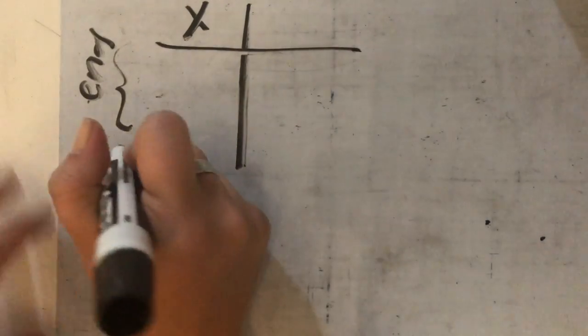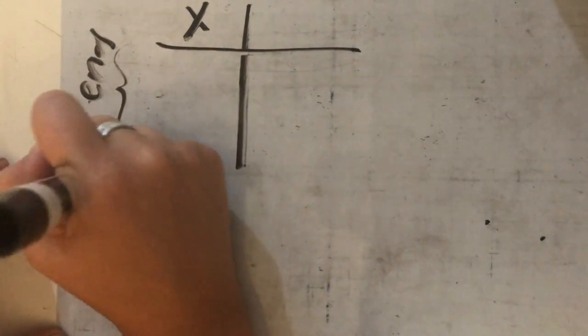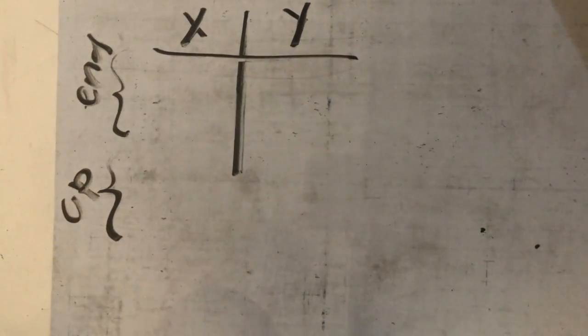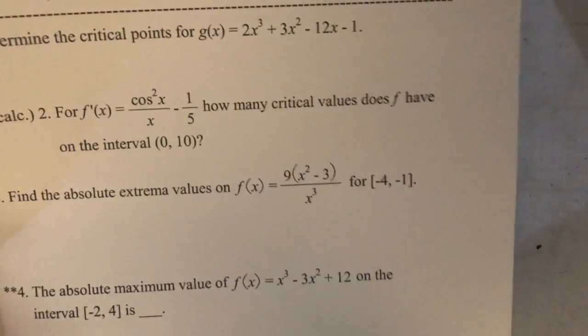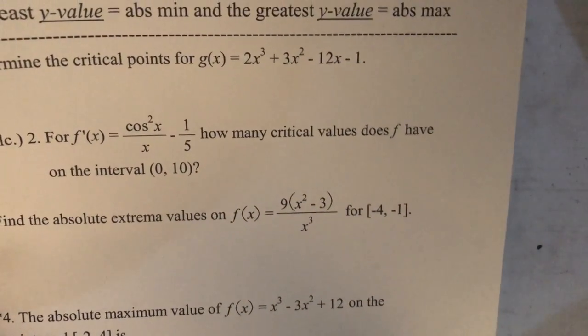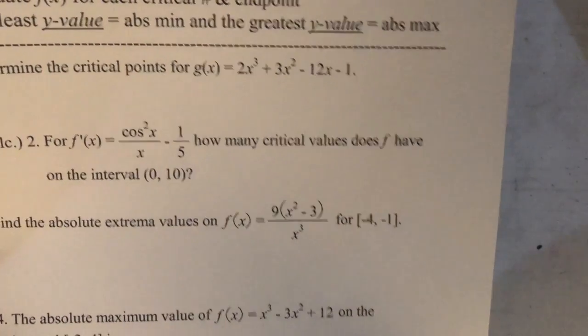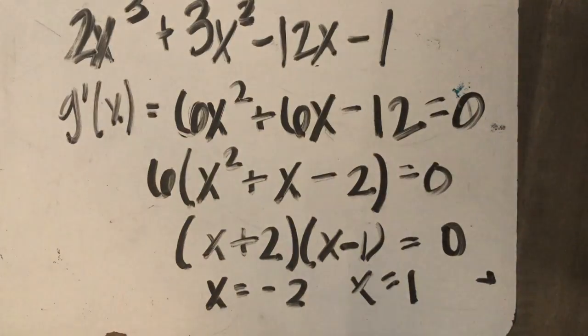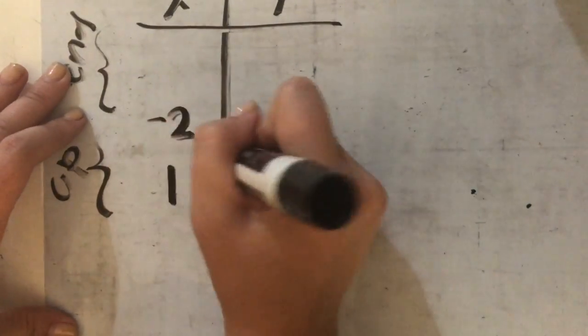chart here. So remember, I want to look for my possible x's. I want my endpoints, and then I want my critical points. Okay, and then I have to figure out what the y value is going to be. So let's first list our endpoints. Okay, this one, did it give us endpoints for number 1? It did not, so we actually don't have endpoints, so we're not going to test those on this example. But we did have critical points, which again were my numbers over here, -2 and 1. So I'm going to list -2 and 1.